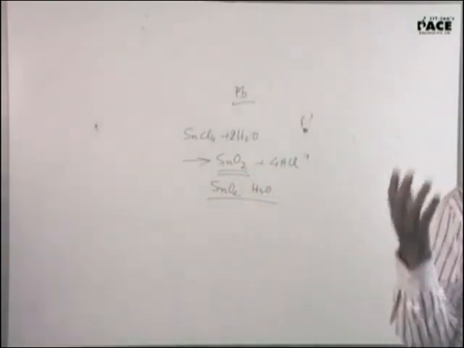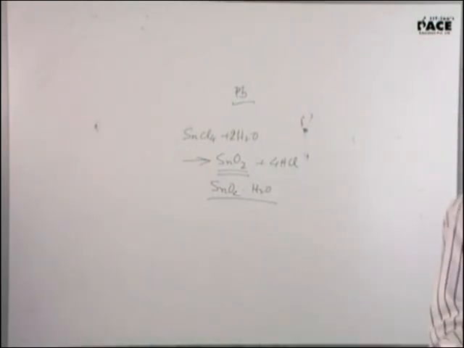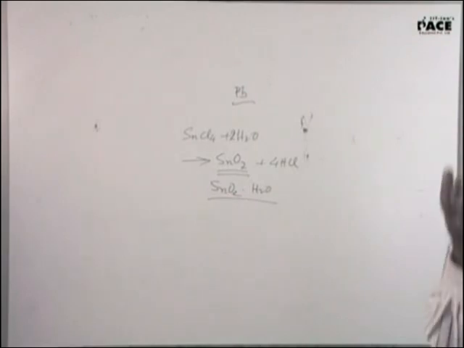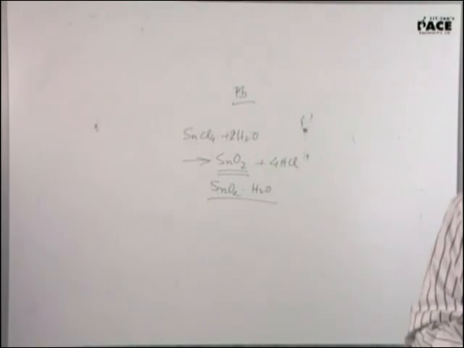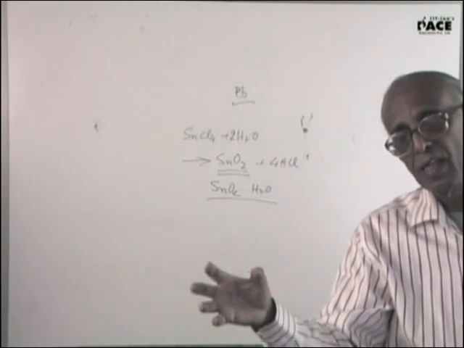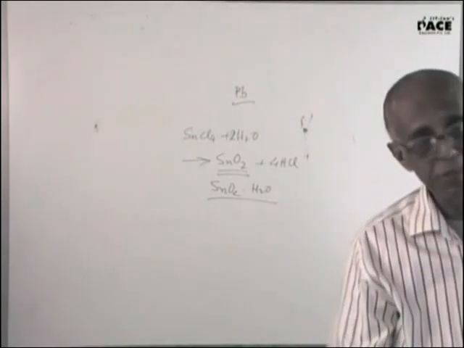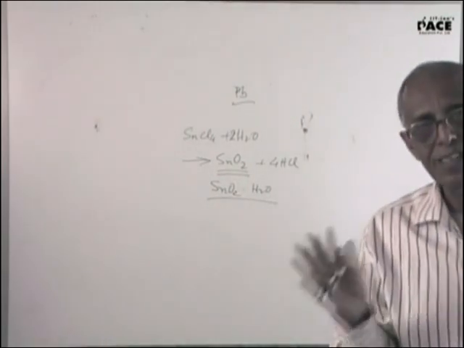When I dissolve tin in dilute nitric acid, I get tin dioxide. When I dissolve stannic chloride in water, or when I add stannous chloride to gold chloride, I get stannic acid, because stannic chloride undergoes hydrolysis to give stannic acid. Stannic acid is nothing but tin dioxide plus 1 mole of water. That is the hydrated form of tin dioxide, stannic acid.